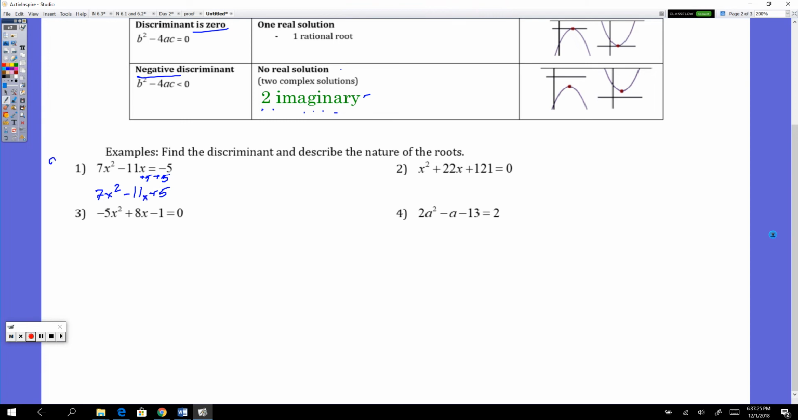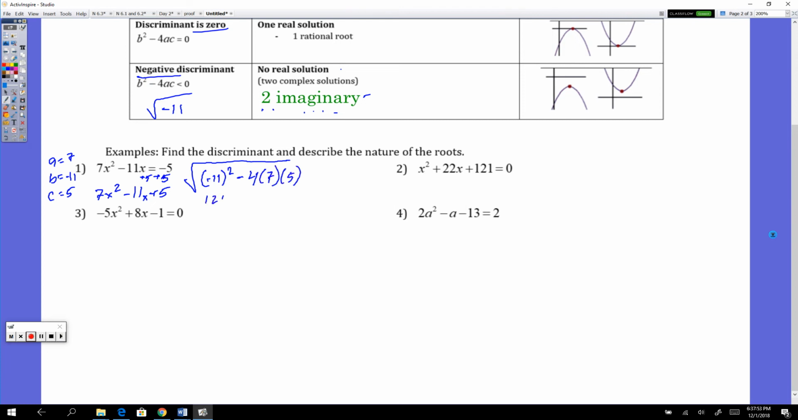So here our A value is 7, our B value is -11, and our C value is 5. So the discriminant, again, you don't need the square root, but I like the square root because if you remember, oh, it's a square root of a negative, that might trigger the imaginary part for you. Okay, so it's b squared, so that's going to be -11 squared minus 4 times a times c.